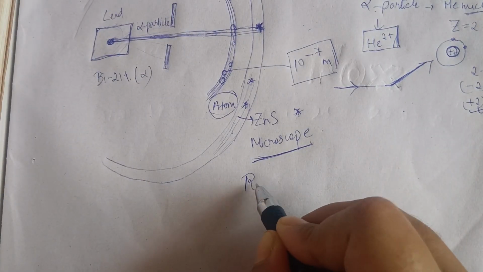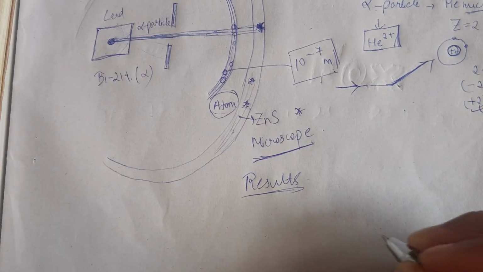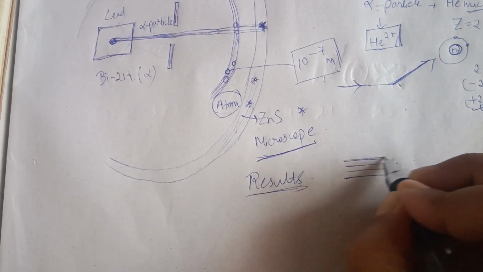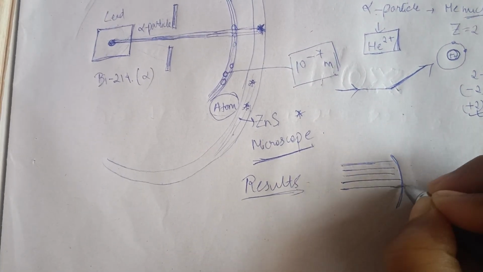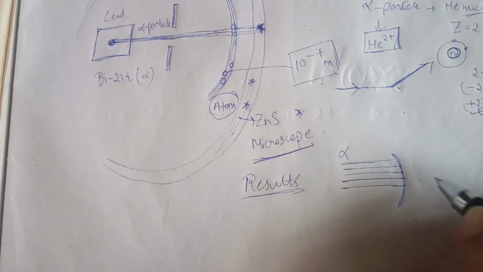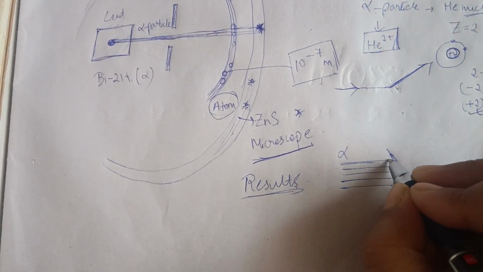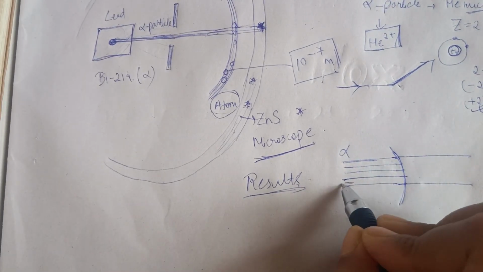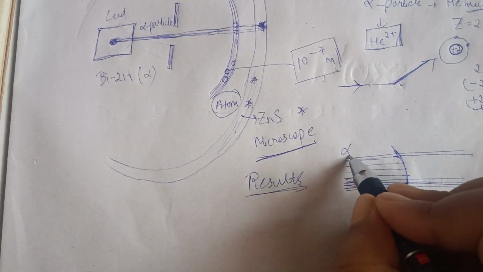Now let's talk about the results. What were the results? Let us suppose this is the beam of alpha particles, and here we have the gold foil. This is alpha. The first point in the result was that most of the alpha particles were undeflected. That is, they did not change their path. They passed through the gold foil.